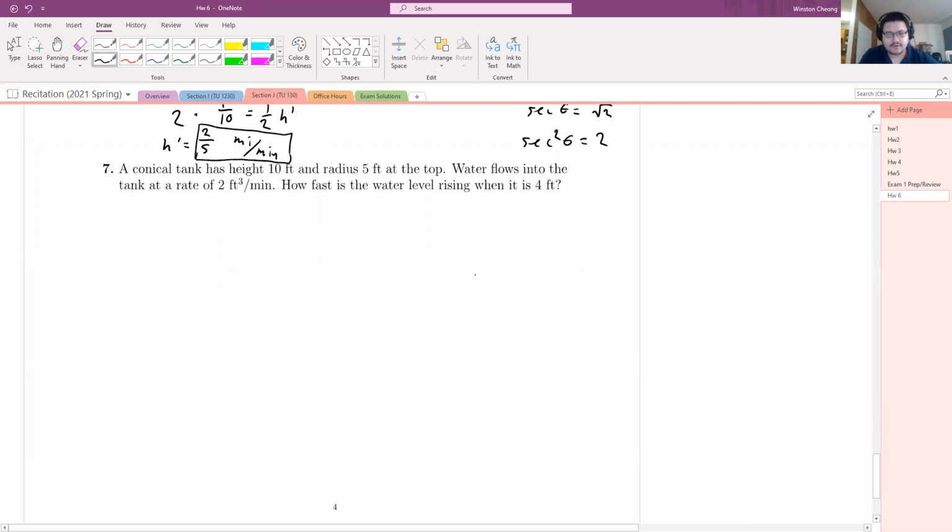Conical tank. All right, so a conical tank is always drawn like this. And it looks weird, but the reason is because otherwise you'd have to calculate the volume of a frustum of a cone, which is a bit more bothersome. So yeah, we do it like this just because it's easier.